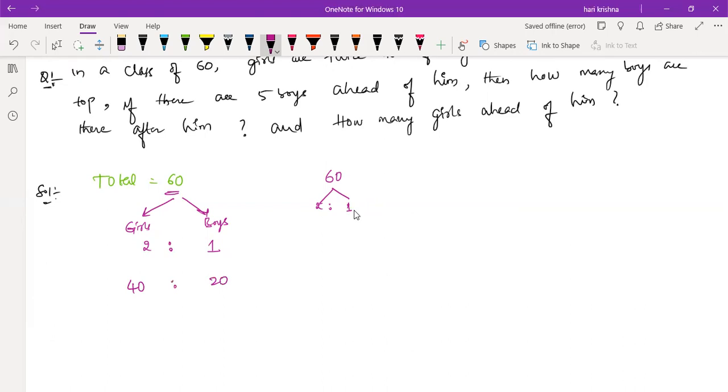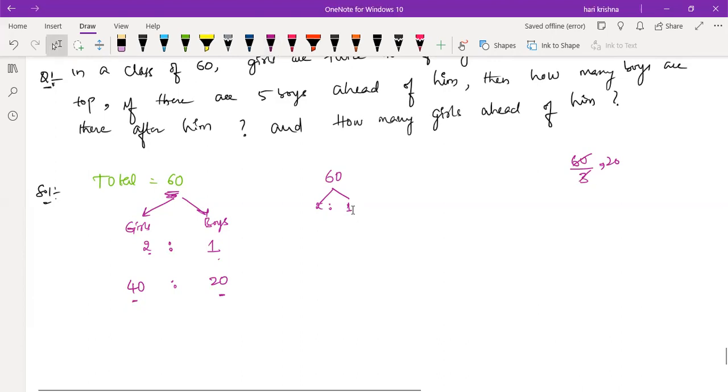Yes or no? Total 60 are there. In that you have taken 2 parts out of the 60, that is 40, and 1 part out of the 60, that is 20. 60 divided into 3 parts. Each part is 20. So 2 parts means 40 and 1 part means 20.